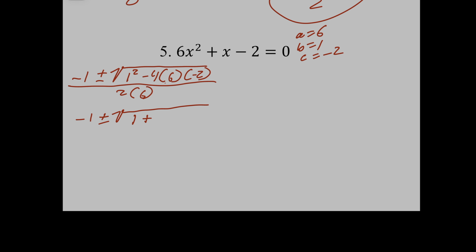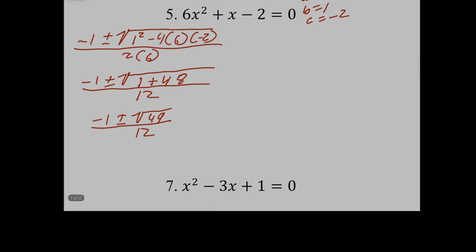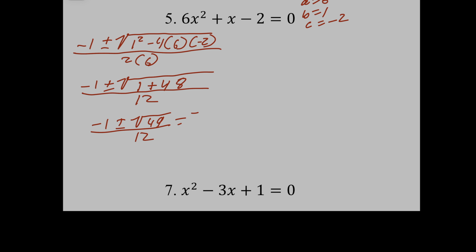4 times 6 is 24. 24 times this is going to be 48. Ooh, this one's going to be an interesting one, isn't it? You can tell right now, which is going to be negative 1 plus or minus square root of 49 over 12, which this one is going to equal negative 1 plus or minus 7 over 12.